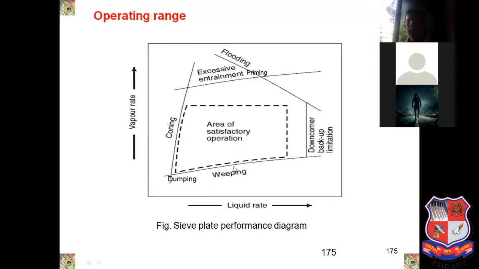Whipping means what? Normally we say whipping is crying. Fine, so the column also cries. So what happens in a tray column? For example, a sieve tray is there. Your liquid is moving on the tray, and vapor is coming through the holes. If there is not sufficient pressure of the vapor in the holes, the vapor does not provide sufficient push.